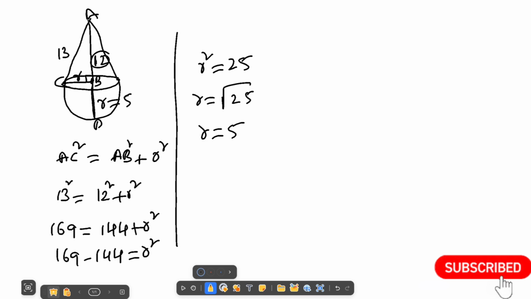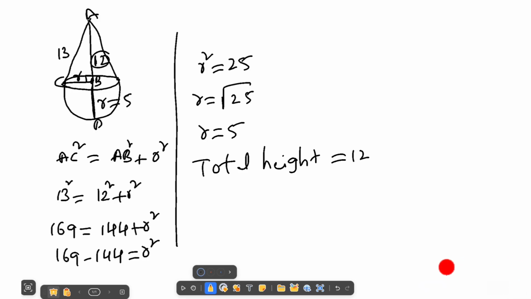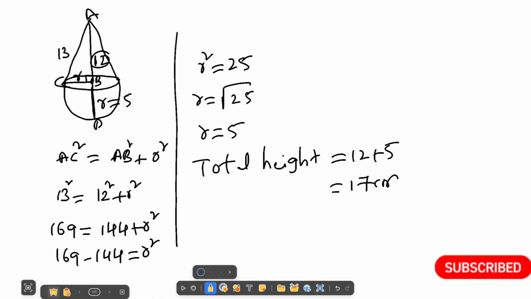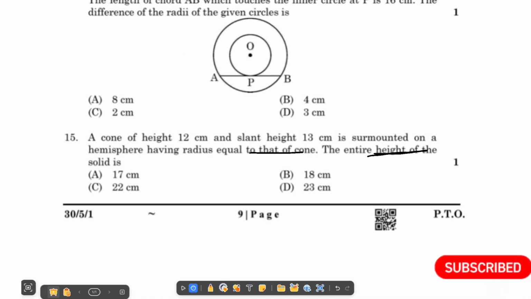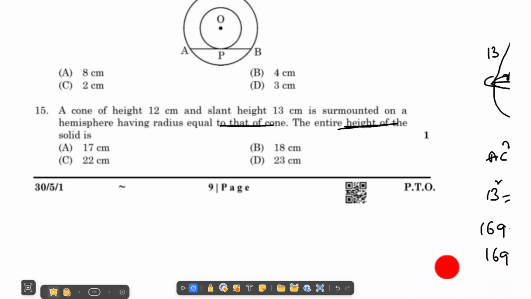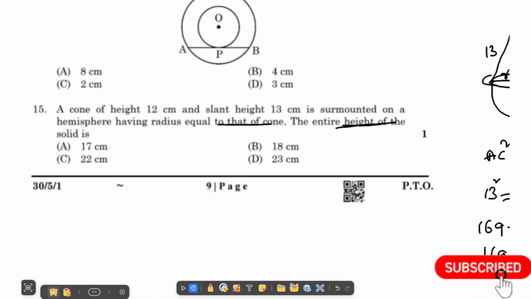Now what is the total height? The total height of the solid is 12 plus 5, which equals 17 centimeters. So let's check which option has 17 centimeters. Option A has this one. So option A is the right answer.